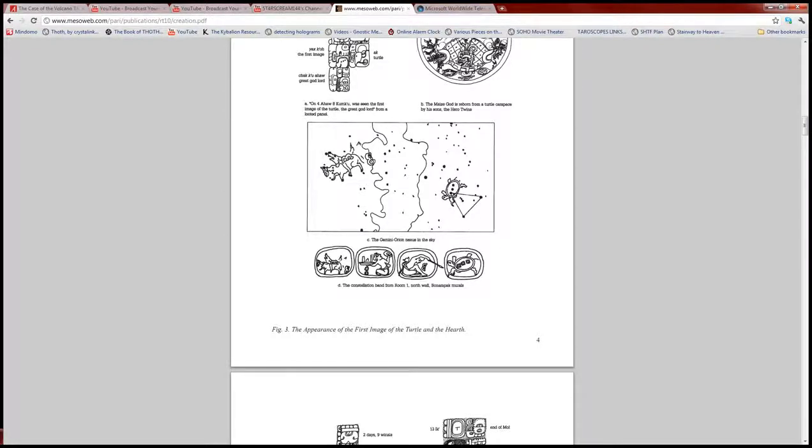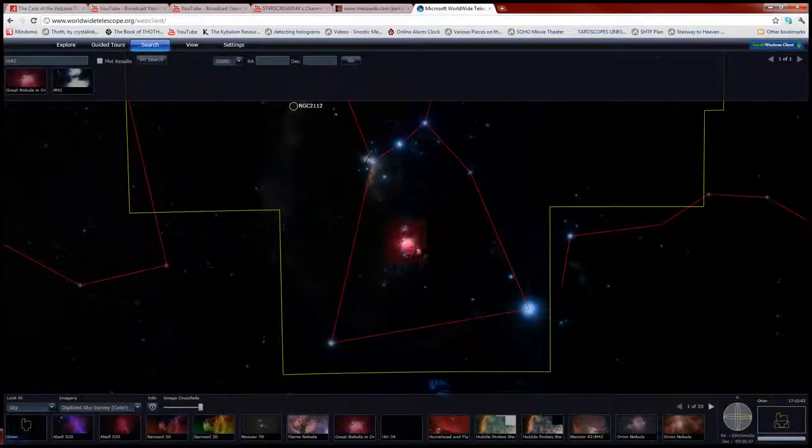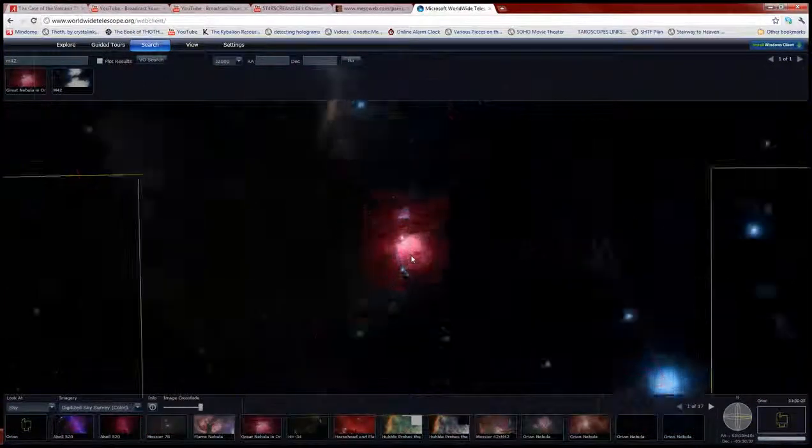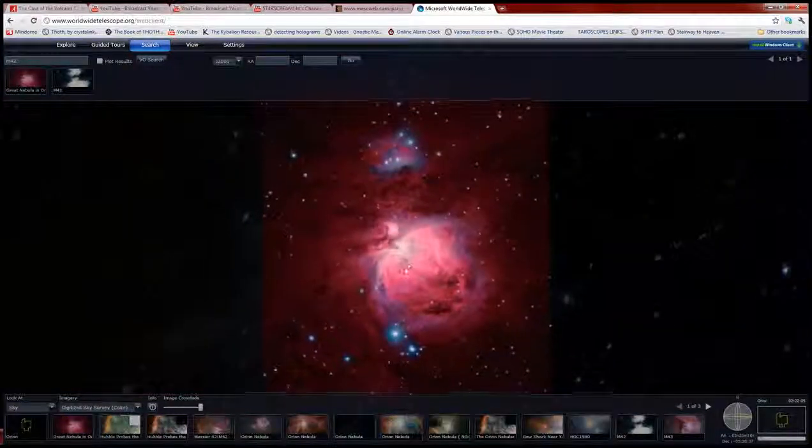Okay, let me just show you on the WorldWide Telescope. Those three stars that constitute the three hearthstones are Rigel, Alnitak, and Saiph. And in the middle of those three hearthstones is considered creation. Okay, and I just showed you inside the Orion Nebula what I found.